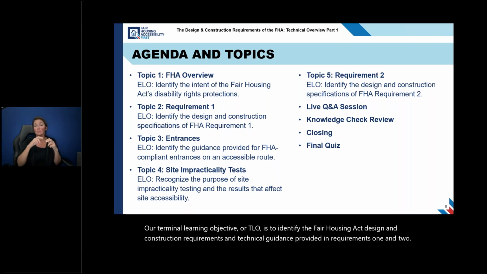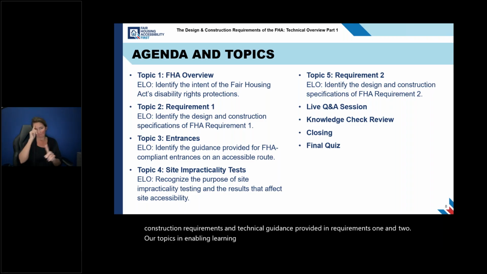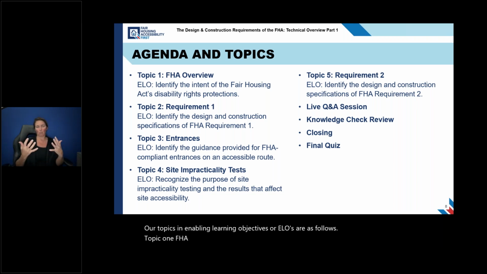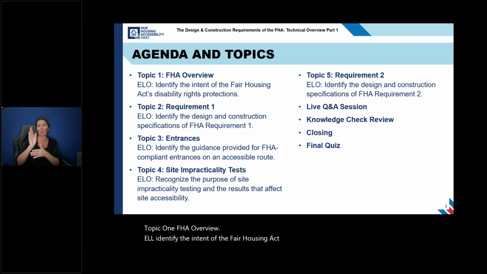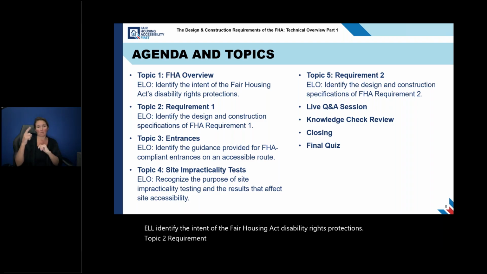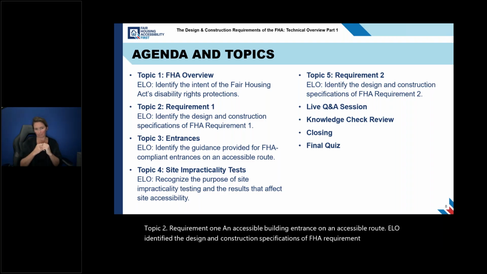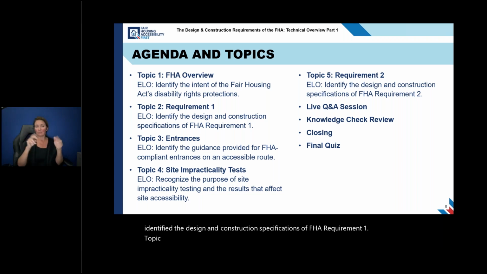Our topics and enabling learning objectives, or ELOs, are as follows. Topic 1, FHA overview. ELO, identify the intent of the Fair Housing Act's disability rights protections. Topic 2, requirement 1, an accessible building entrance on an accessible route. ELO, identify the design and construction specifications of FHA requirement 1. Topic 3, entrances. ELO, identify the guidance provided for FHA compliant entrances on an accessible route.